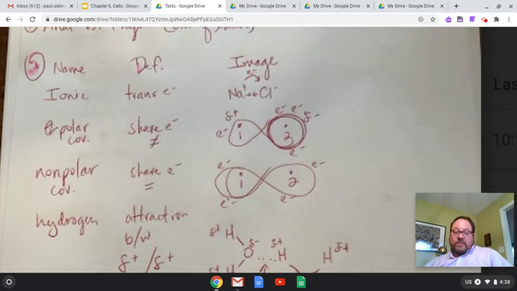Now, contrast that with nonpolar covalent bonds. In the case of nonpolar covalent bonds, the electrons are being shared equally. And if they're being shared equally, then there is no unequal distribution of charge throughout the molecule.